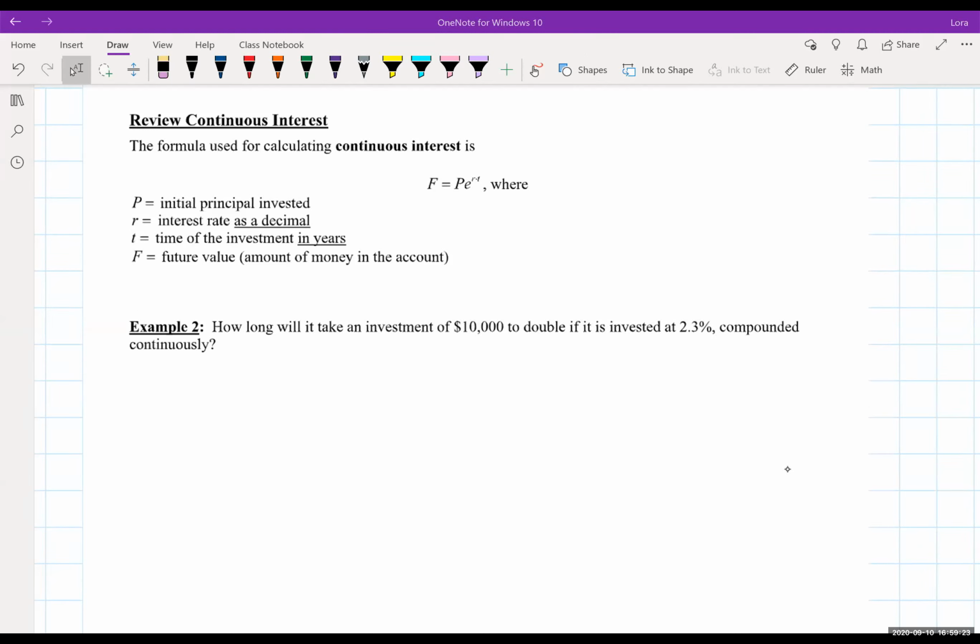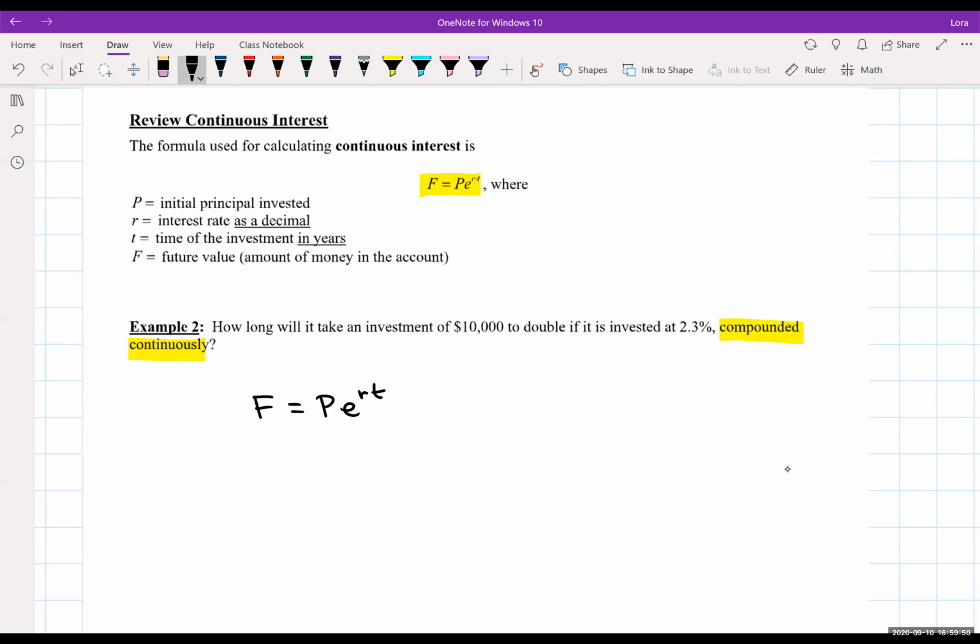So we have another application dealing with continuous interest. Just reviewing the formula, I would know right away that we're using this particular formula based on the fact that they say compounded continuously. So I know right away what to start with: future value equals principal times e taken to the r times t power.